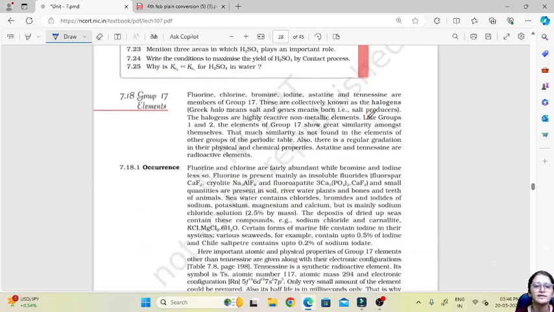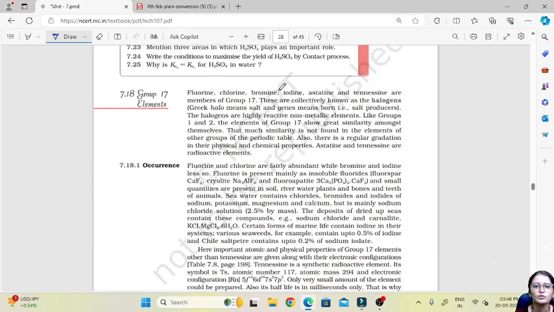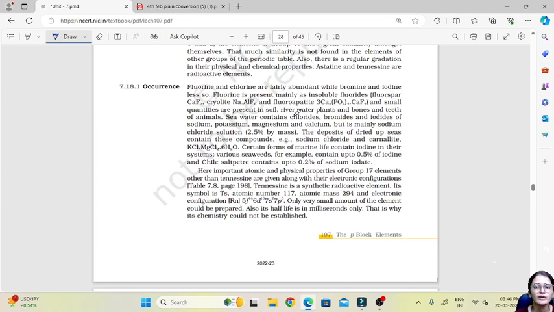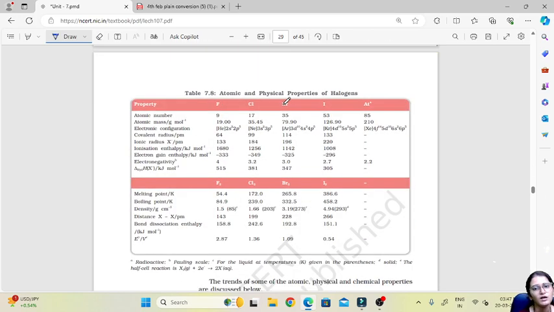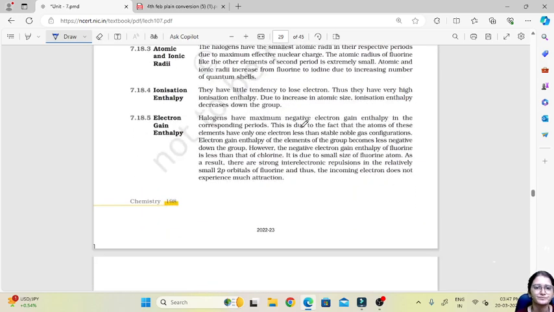Then about group 17 elements, which are all halogens: fluorine, chlorine, bromine, iodine, astatine and tennessine, wherein only 4 are important. Now we have been studying halogens for the last 2 years. Halogens are the second last group of the P block. Fluorine and chlorine are abundant, while bromine and iodine are less. That's why fluorine and chlorine are mostly used in most of the reactions. So this is fluorine, then chlorine, bromine, iodine. These 4 are very important elements.